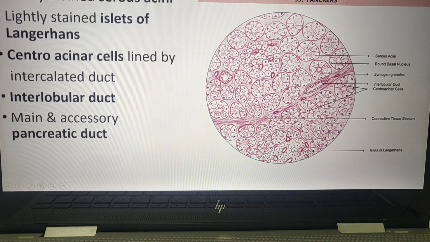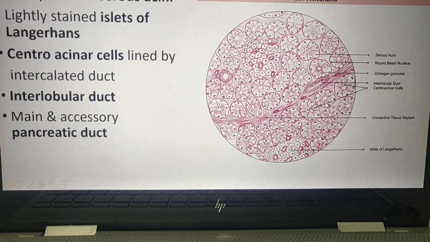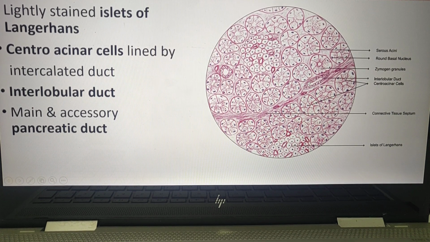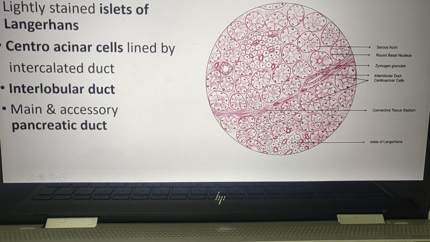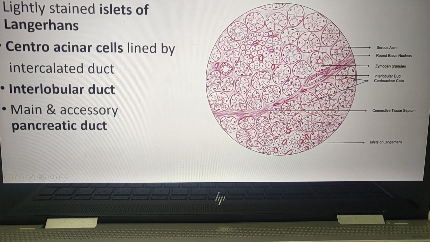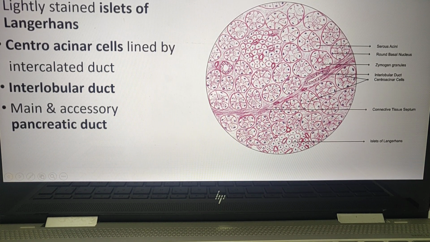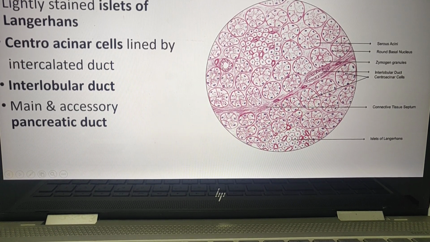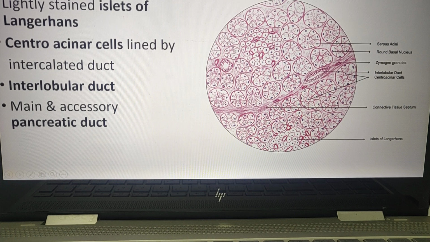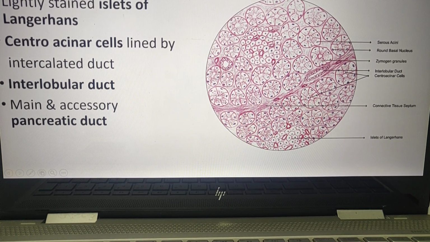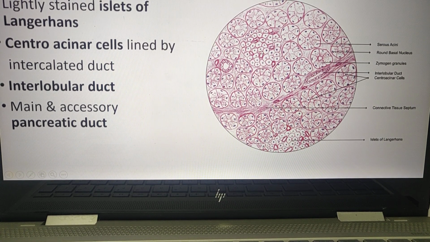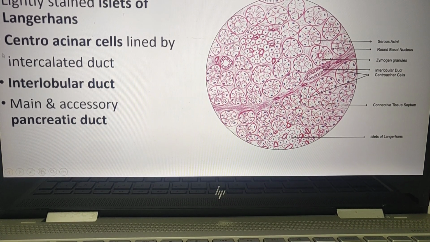Here you can see the diagram of the pancreas. This is the serous acini. It is darkly stained, and there is a lightly stained area, the islet of Langerhans cells, which has alpha and beta cells and secretes insulin and glucagon.